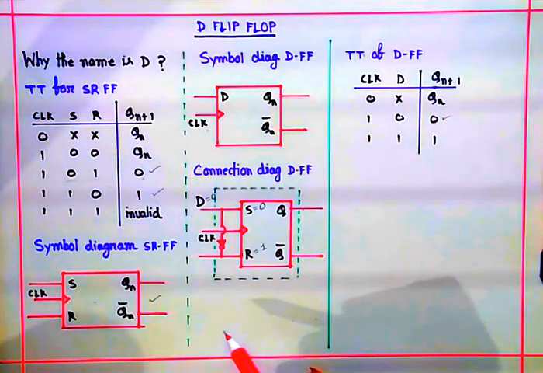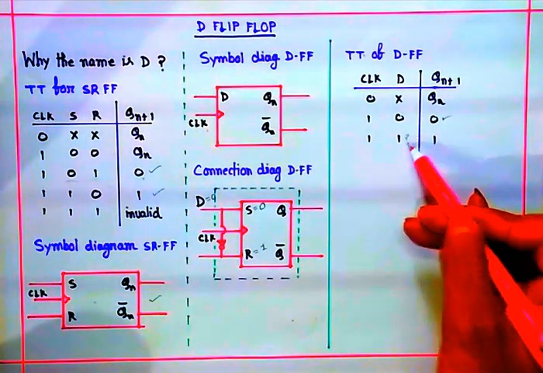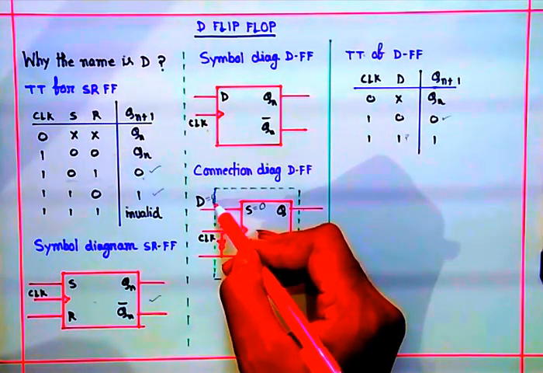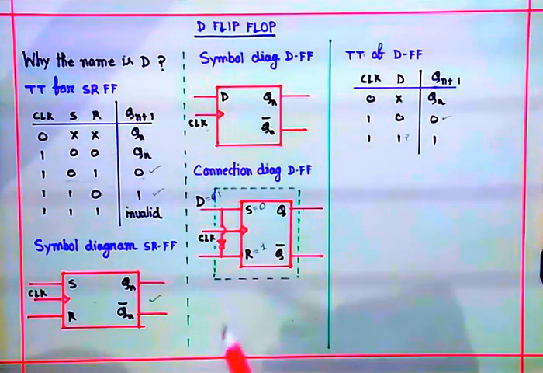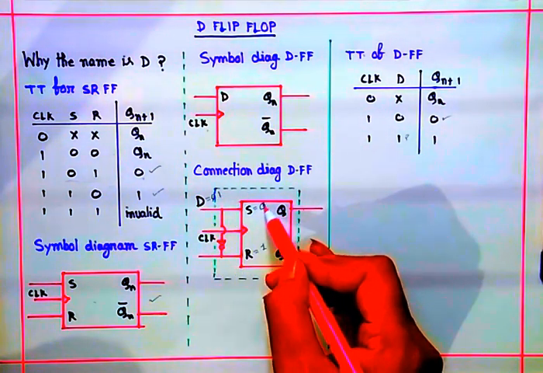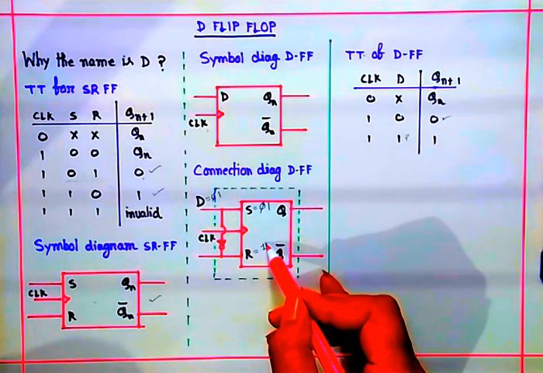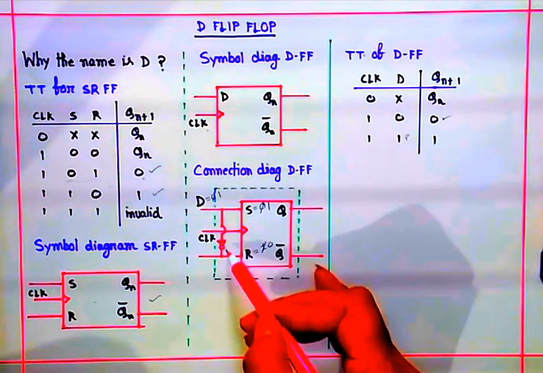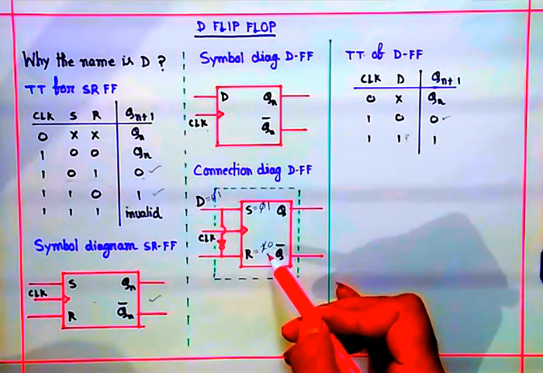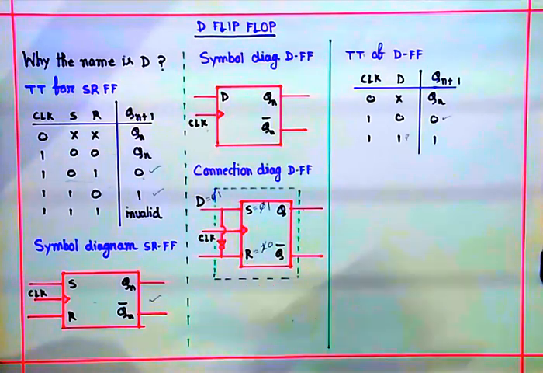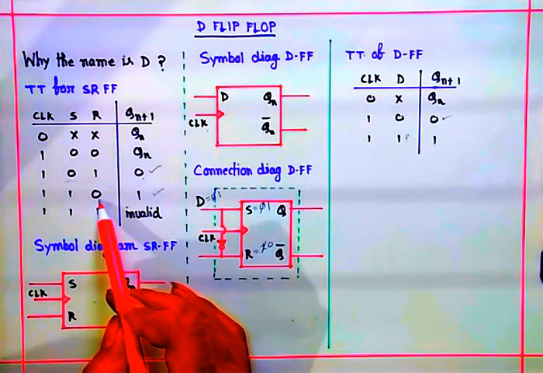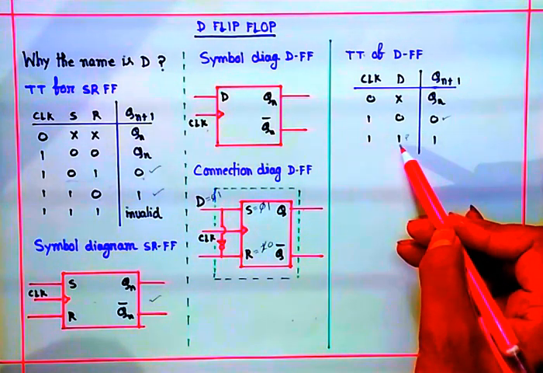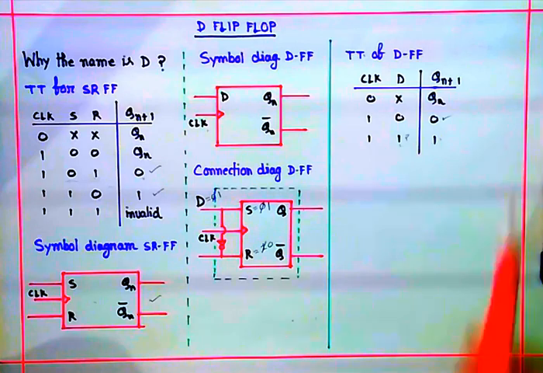In similar manner, what will happen when D equals to 1? Now you are putting D equals to 1. So D equals to 1 means S equals to 1. Obviously R is 0. That means now you are giving input pattern 1 0 to this SR flip-flop, and you know that for 1 0 the output is 1. That means for D equals to 1 the output is 1.